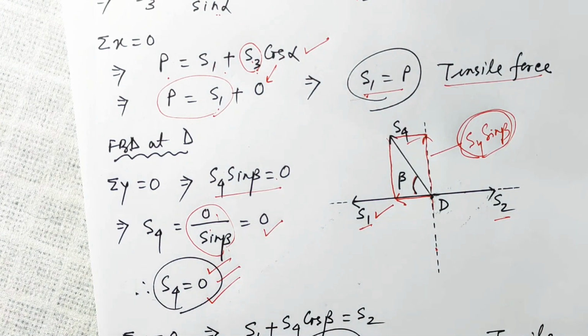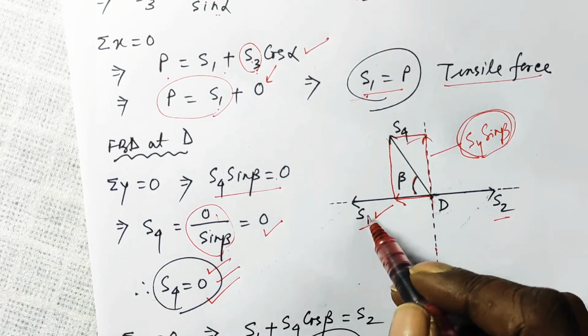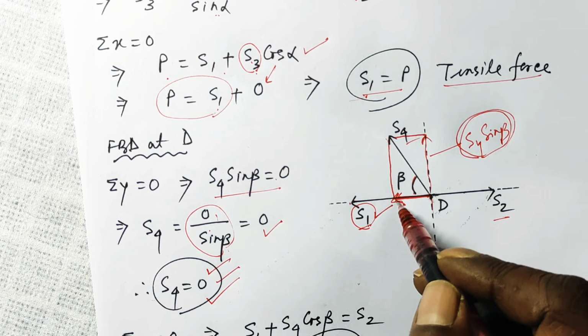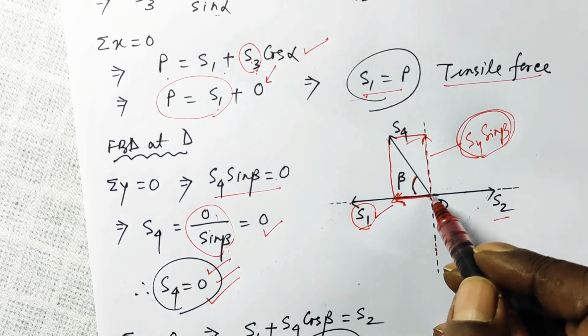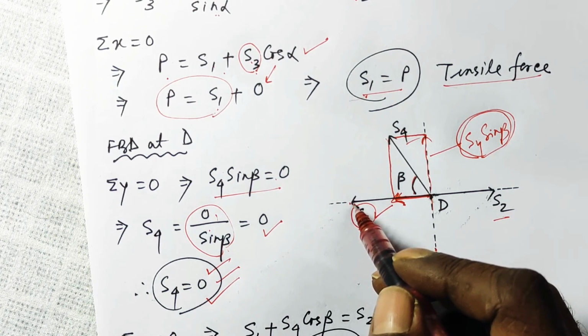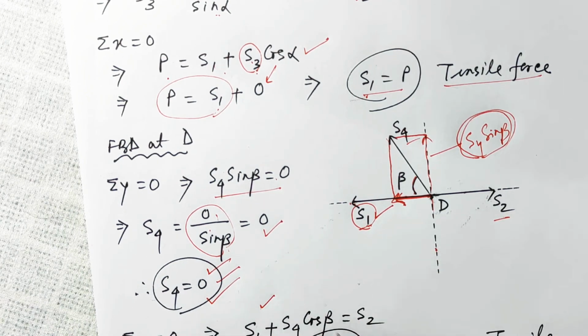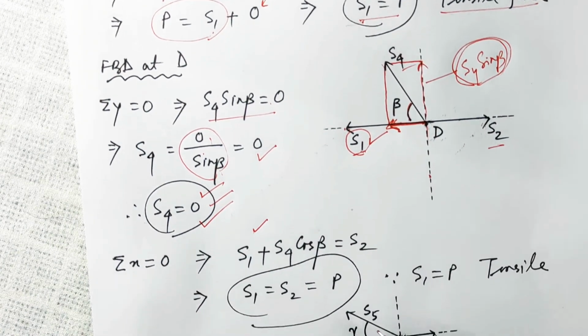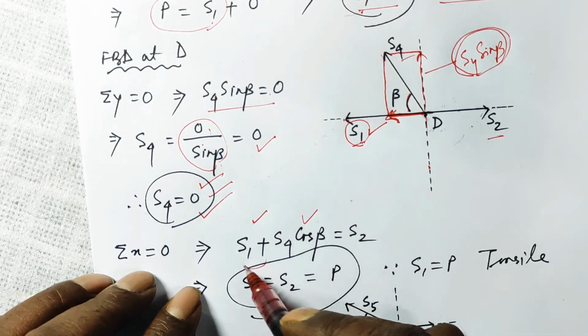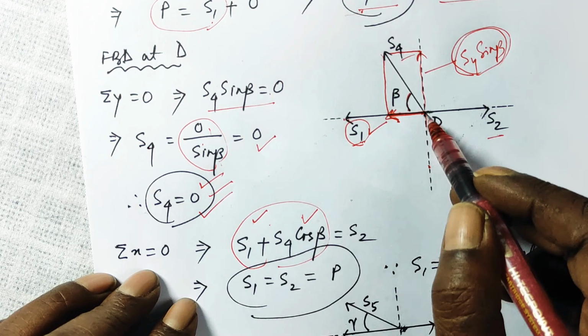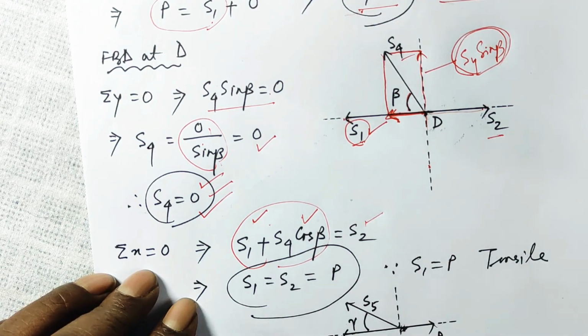Let us apply sigma x is equal to 0. This S1 is along the negative x-axis, and this component from here to here, S4 cos beta, is also along the negative x-axis, so both of them will be added, meaning S1 plus S4 cos beta are in the same direction, and the sum of these two is opposed by S2, so sigma x is equal to 0.